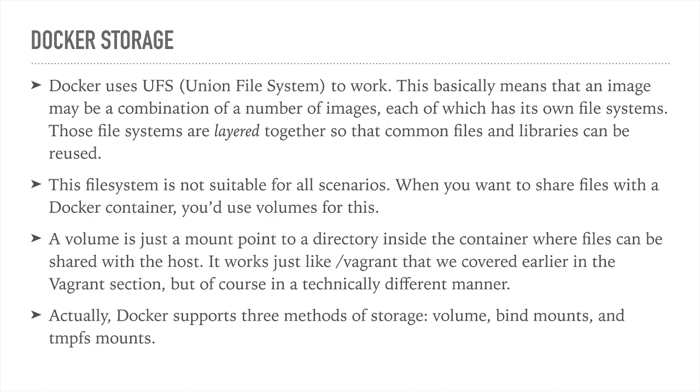So what is a volume? A volume is just a mount point to a directory that is inside the container where files can be shared with the host. And this is just one type or one scenario of storage, because we're going to have bind mounts, we're going to have named volumes, and we're going to have tmpfs volumes. It works just like /vagrant that we covered earlier in the Vagrant section, but of course in a technically different manner. Actually, Docker supports three methods of storage: volumes, bind mounts, and tmpfs mounts, as we have just mentioned. Let's have a look at the difference between each one of them.